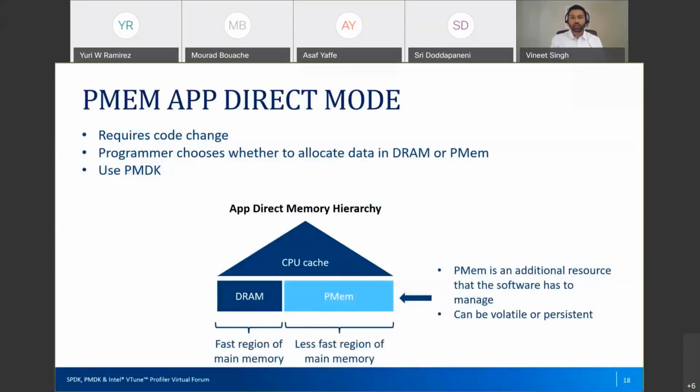So what we are doing here is your DRAM and PMEM are sitting side by side. PMEM is just another resource which your software needs to manage, and it can be volatile or persistent. You can consider DRAM as the fast region of main memory and PMEM as the less fast region of main memory. This does require code changes in order for you to determine where you want to put your data structures, where you want to allocate memory, in DRAM or PMEM.